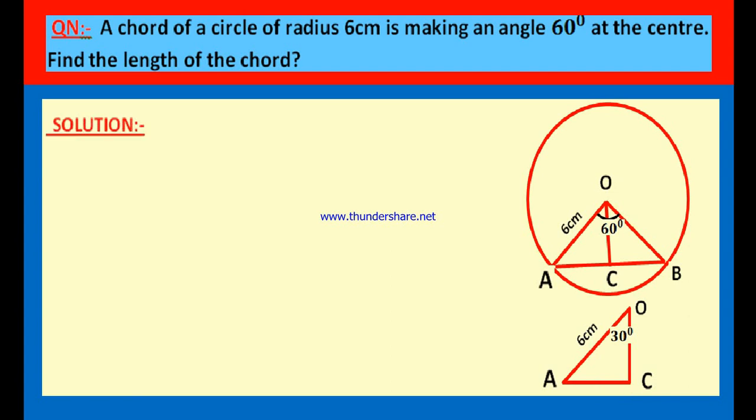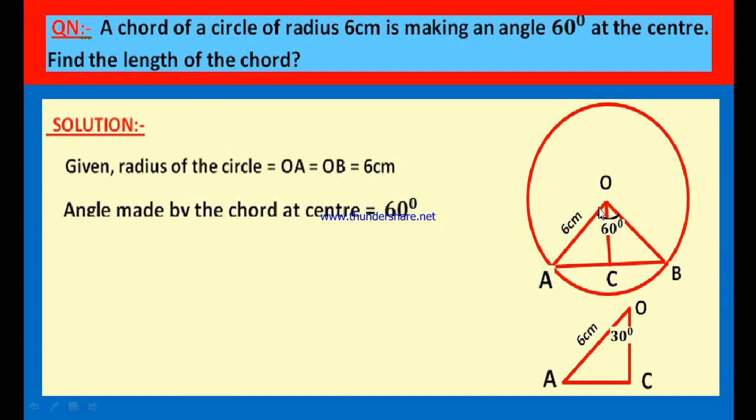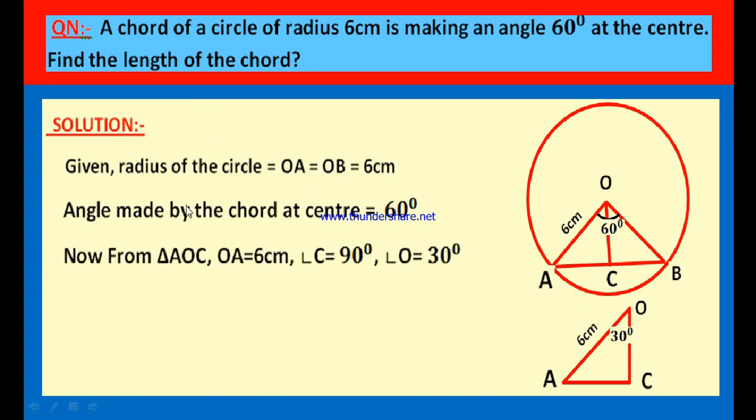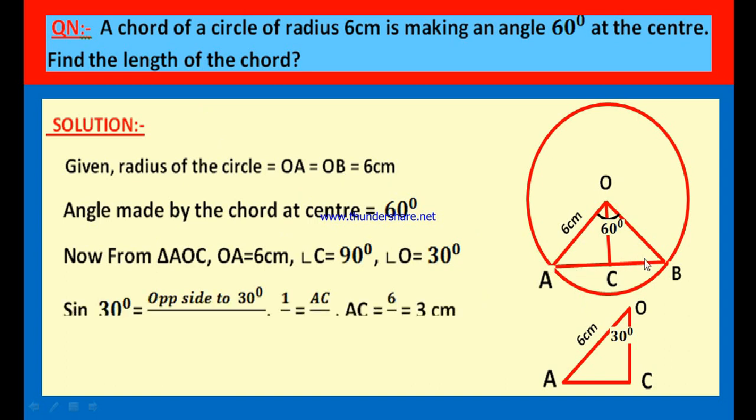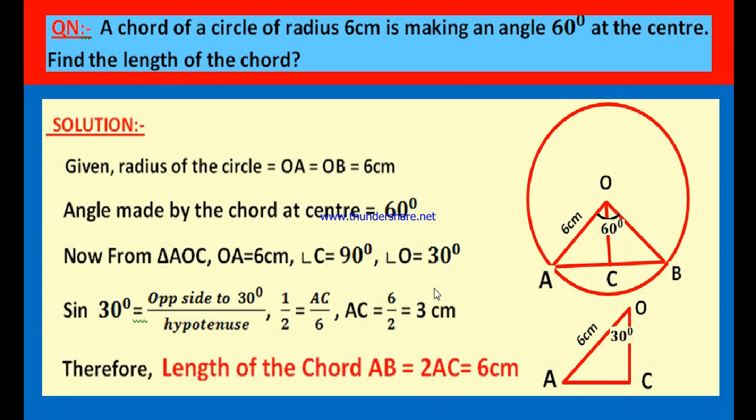Here is the solution. First, the radius of the circle: OA is equal to OB is equal to 6 centimeters. The angle made by the chord AB at the center of the circle is 60 degrees. Now take this triangle OAC. From the triangle OAC, OA is equal to 6 centimeters, angle C is equal to 90 degrees and angle O is equal to 30 degrees.